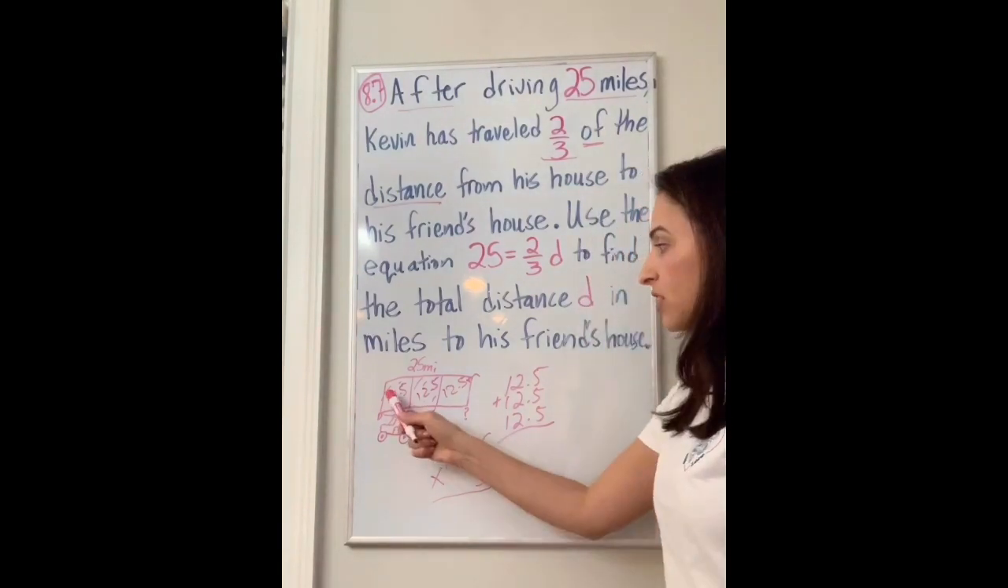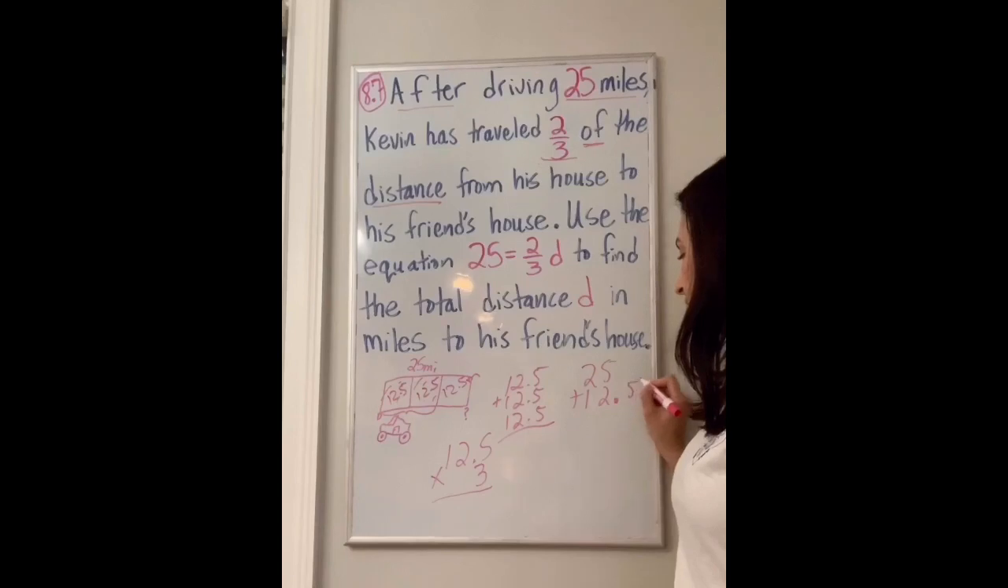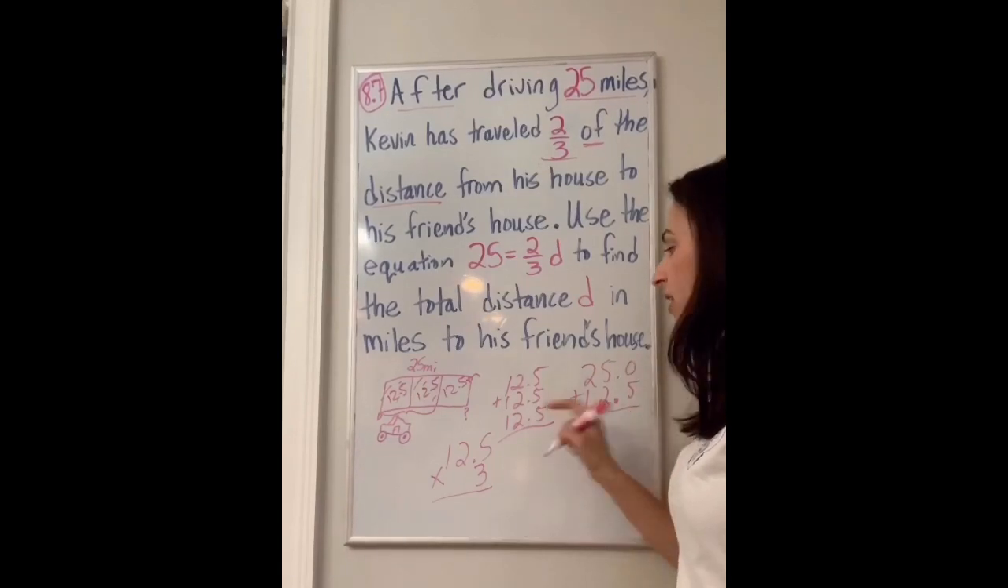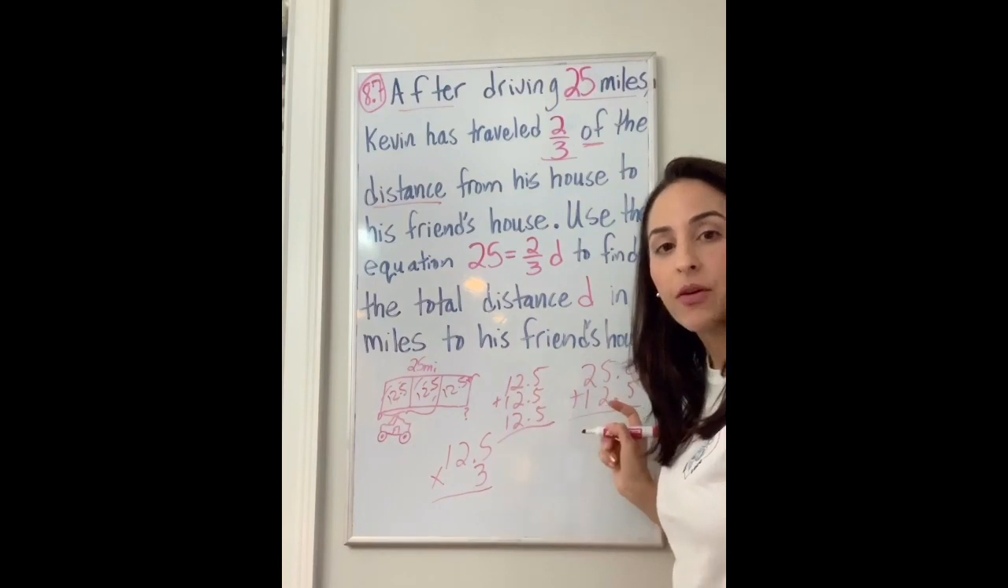Or I know that this was worth 25, so I could do 25 plus 12 and a half. Make sure you put your decimals in the right spot because I just have 12 and a half left. This was 25 plus 12 and a half would give me the grand total.